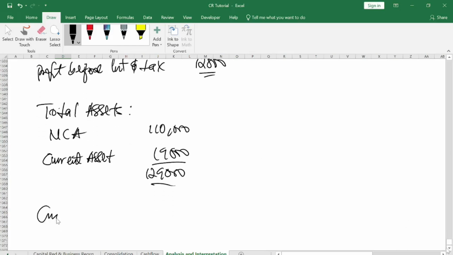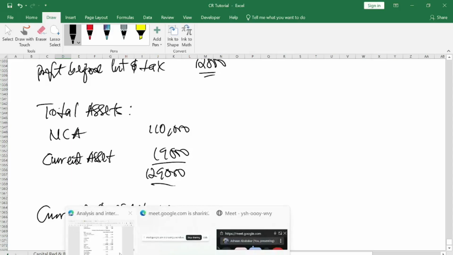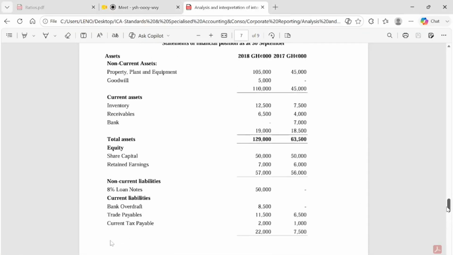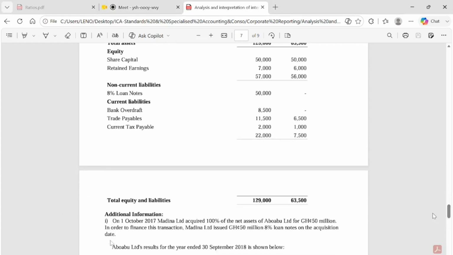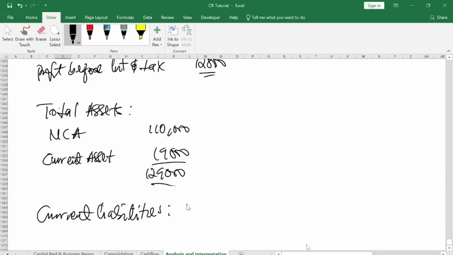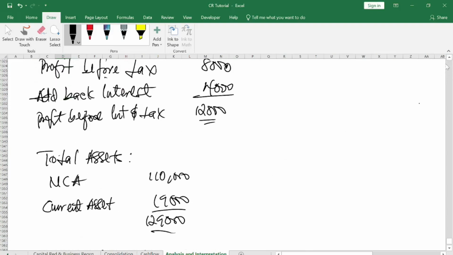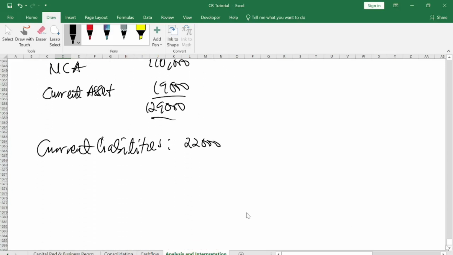So how much is your current liability? Let's go into the question. We have our current liability. It's 22,000. Our current liability is 22,000. Okay, so we are good to go. Now we have all that we wanted. So what do we do next? We insert them into the formula.